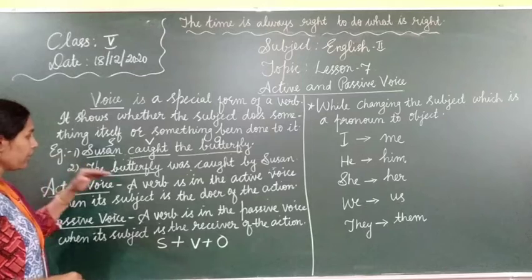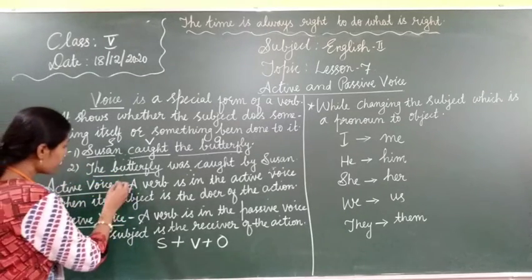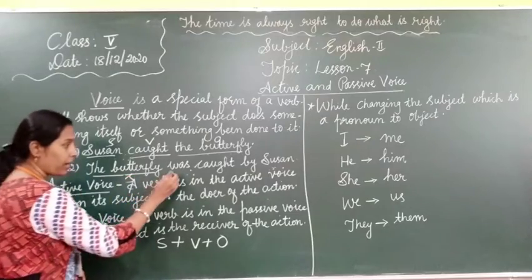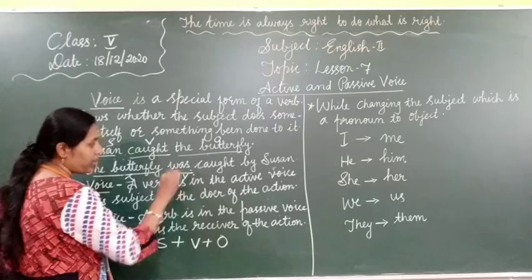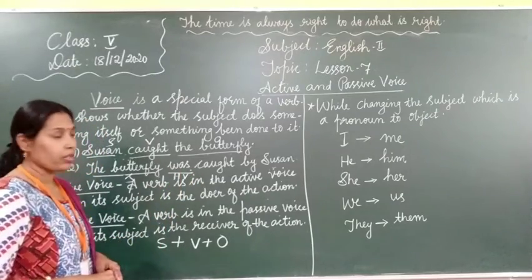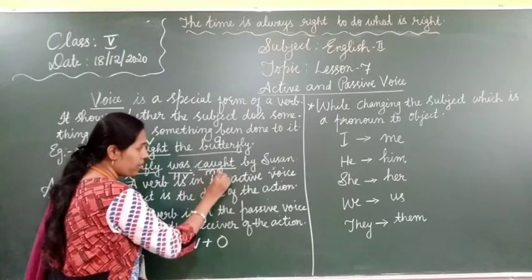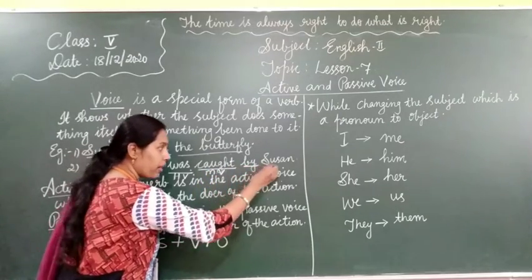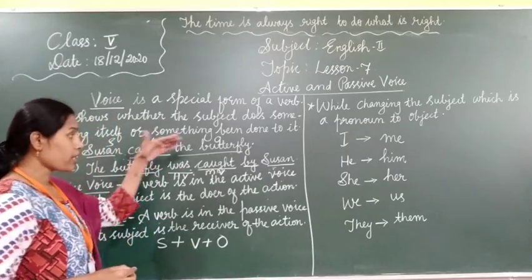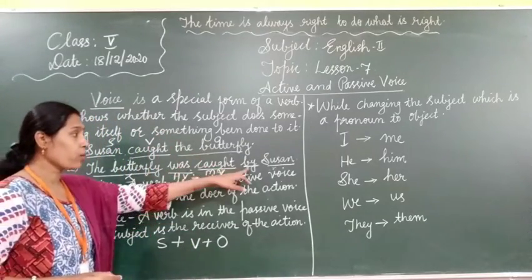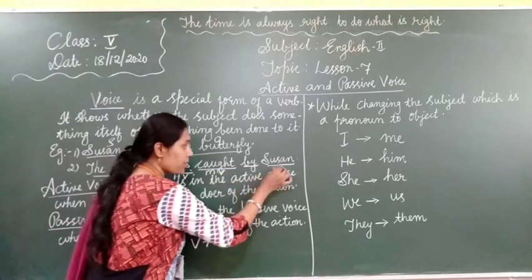Okay? And see in passive voice, what is this? This is the subject. And here, what is this? This is the helping verb. In passive voice, a helping verb will be there. And next one, this is the main verb. And this by is a preposition. When you change active voice to passive voice, you have to add the preposition by before the object. And this is the object.